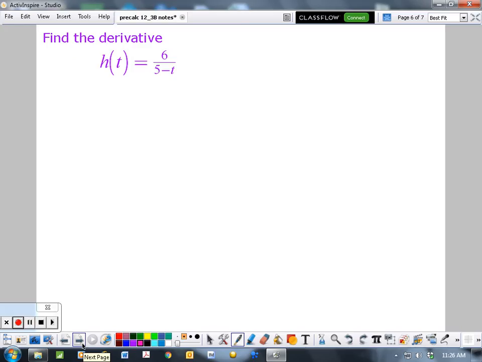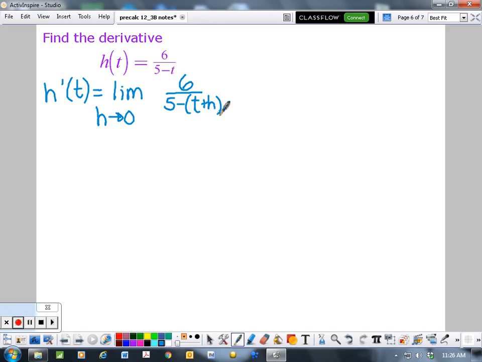So now we have another problem, again with the fractions. So again, reviewing how to find those derivatives. So h prime at t is really the limit as h approaches 0. And then we're going to go ahead and plug in 6 over 5 minus (t plus h). Minus 6 over 5 minus t. And the whole thing over h. So again, h is on the bottom, can't apply the limit yet.